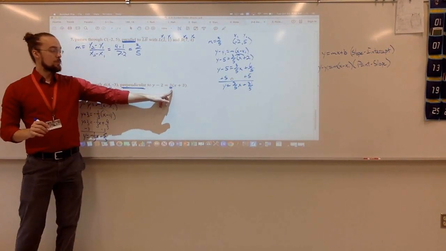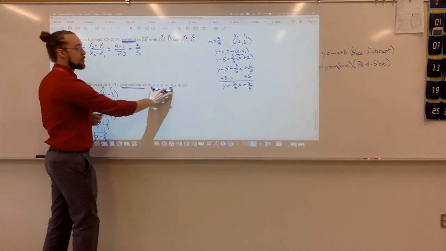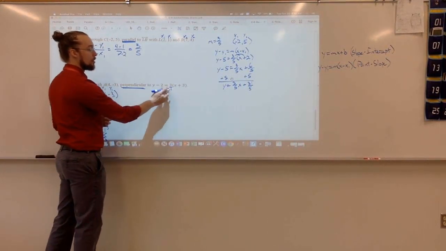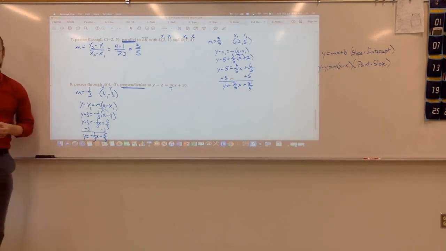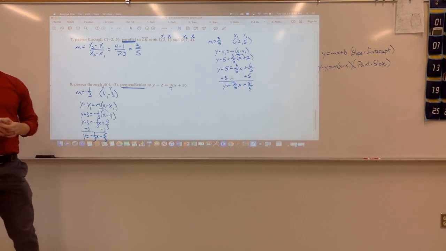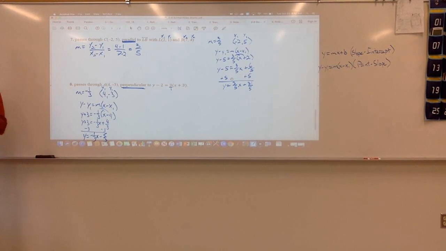But I want my new line to be perpendicular. The old slope was 3. Well, remember, this would be the same as 3 over 1, right? So if I want the opposite reciprocal of 3 over 1, that's going to be negative 1 over 3. And then I wanted to go through the point 4, negative 3.